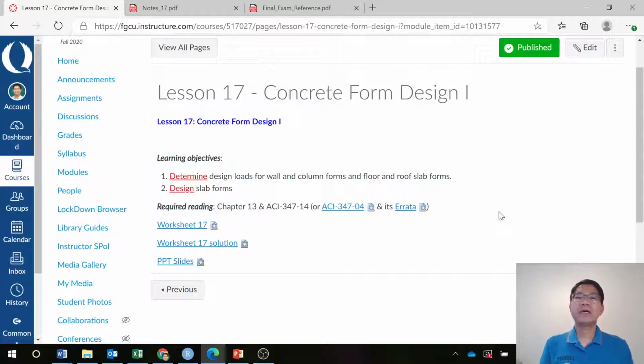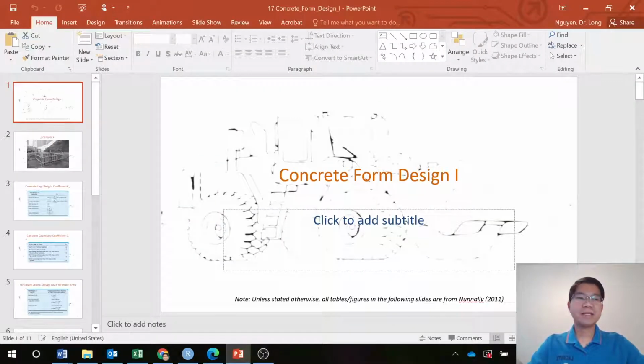Then we design the slab forms, and then we move to the next week when we learn to design the wall forms, and then use tables to design slab and wall forms. So let's go to the first few slides that you have here.